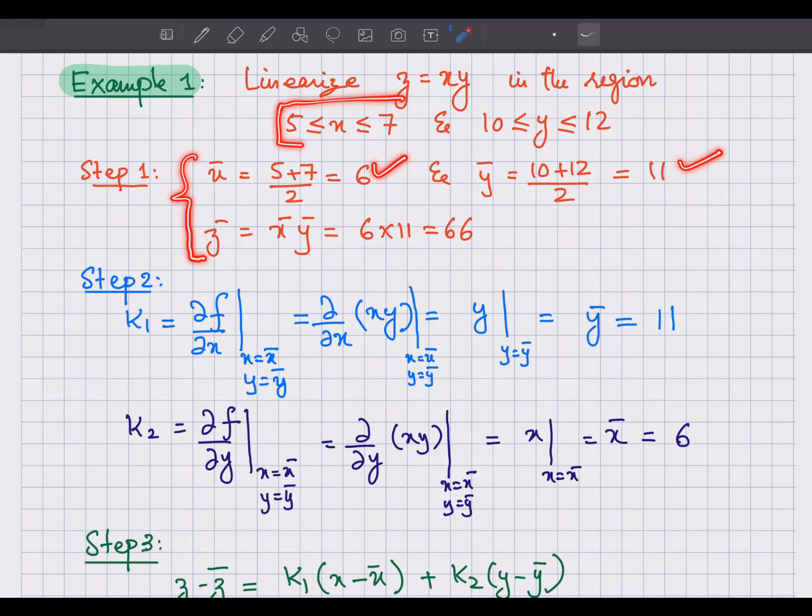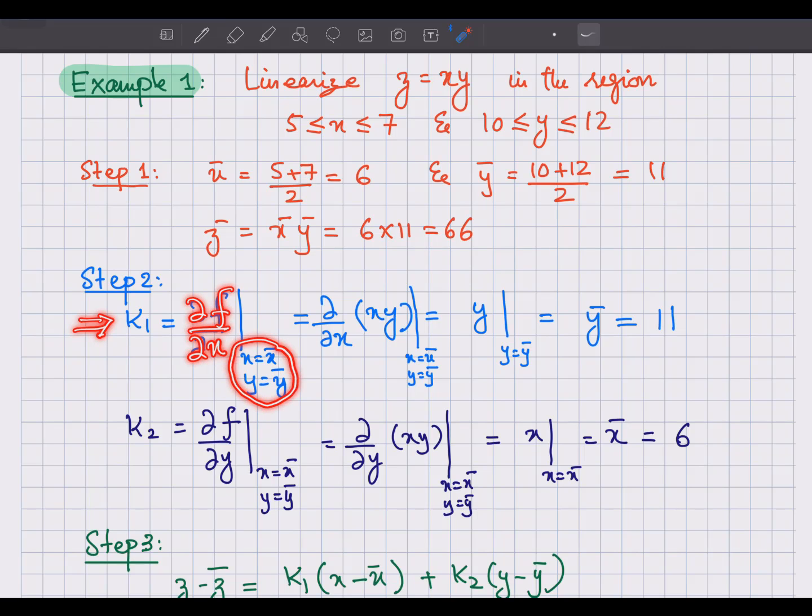If the range is given to us, the average of that range will be our operating point, right? And in step 2 we are going to evaluate the derivative of this function with respect to the variables. There are two variables, x and y. So first of all, evaluating k1, that is the partial derivative of the function with respect to x at the selected operating point, right? So the function is xy, so the partial derivative of xy with respect to x will be equal to y, and at the selected point it will be y bar, and that will be equal to 11, right? Because y bar is 11.